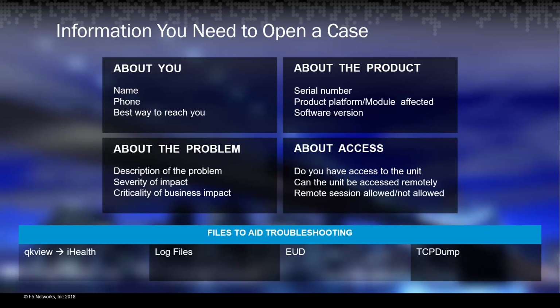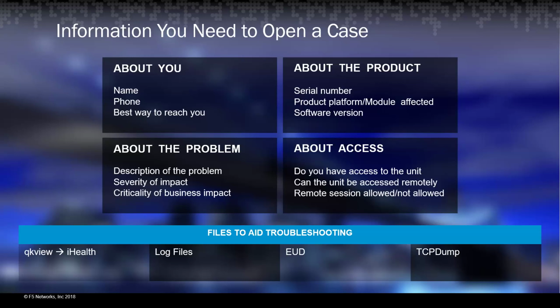So about the problem, we'll talk a bit more details in the next page. We need a very detailed problem description, severity and criticality of the business. So all these details we need. And access, whether you are able to access the device, if it is a hardware issue, whether you are able to access the data center and access the remote controls like console through whichever way possible. So all these things we will have a check on.